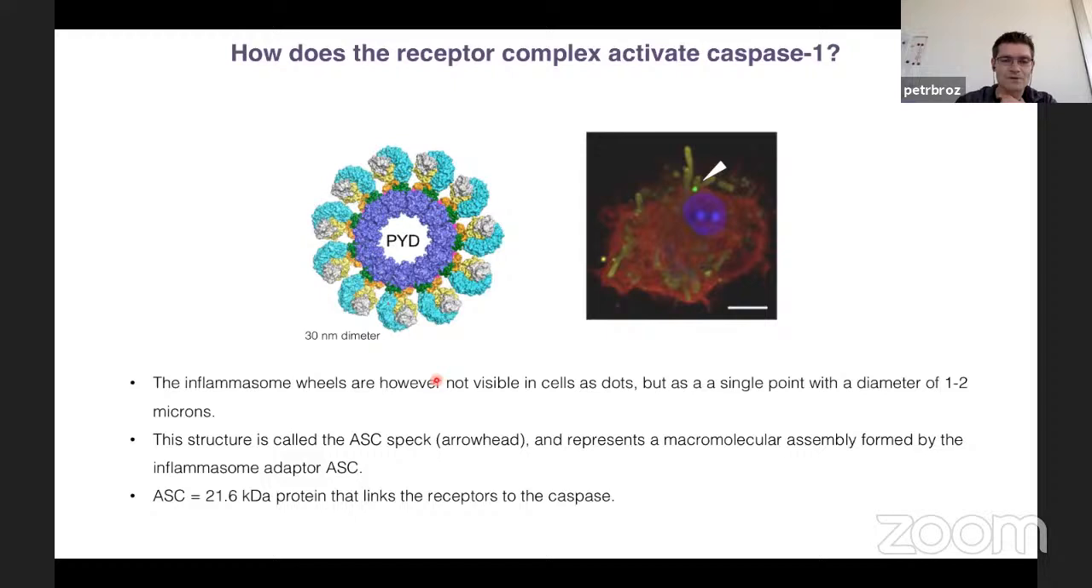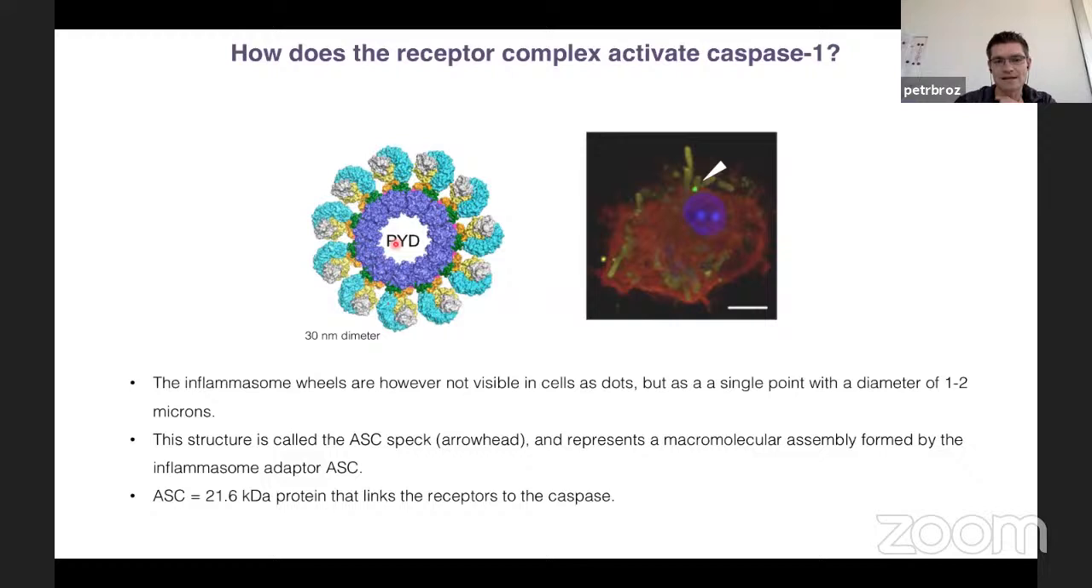This is 30 nanometers in diameter, which is way too small to see. But in an infected cell that forms an inflammasome, you can see something, and this is shown here. This is a macrophage infected with Salmonella, and in green is a structure which we usually refer to as the ASC speck. The ASC speck is a macromolecular assembly formed by the inflammasome adapter ASC.